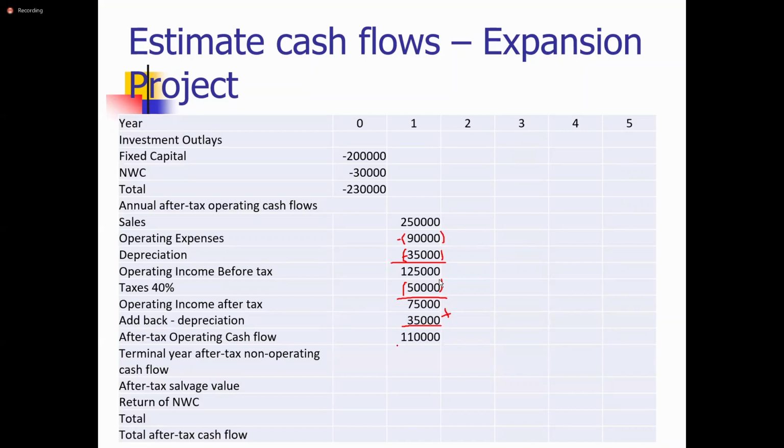Then net operating annual cash flow for the year one is 110,000.